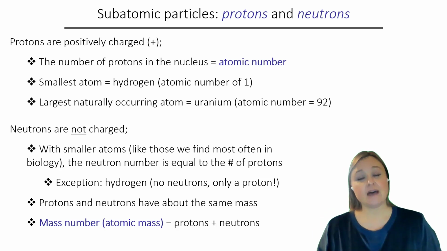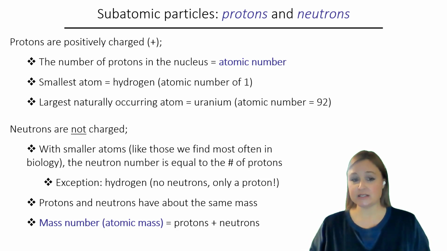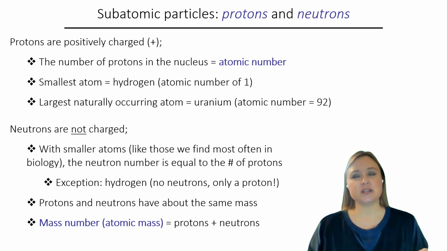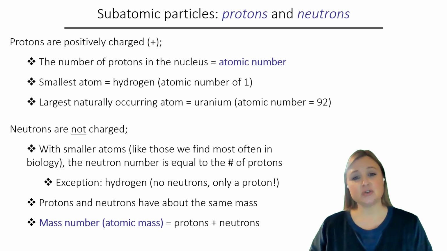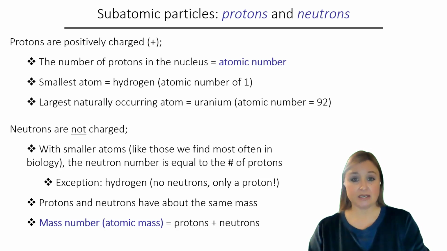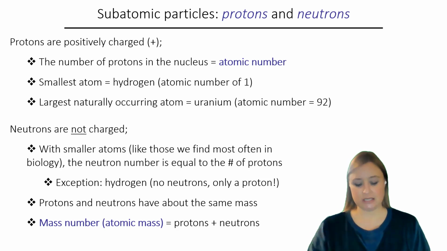Protons and neutrons have about the same mass, okay, which we measure in something called Daltons. And so we can use something called the mass number, or the atomic mass, to represent the amount of protons and neutrons together. So the atomic number is the number of protons. The mass number, or atomic mass, is the number of protons and neutrons together.